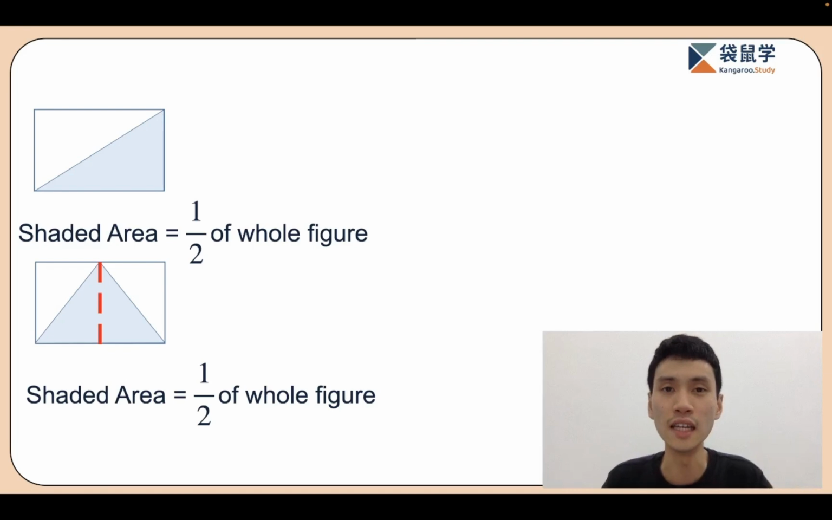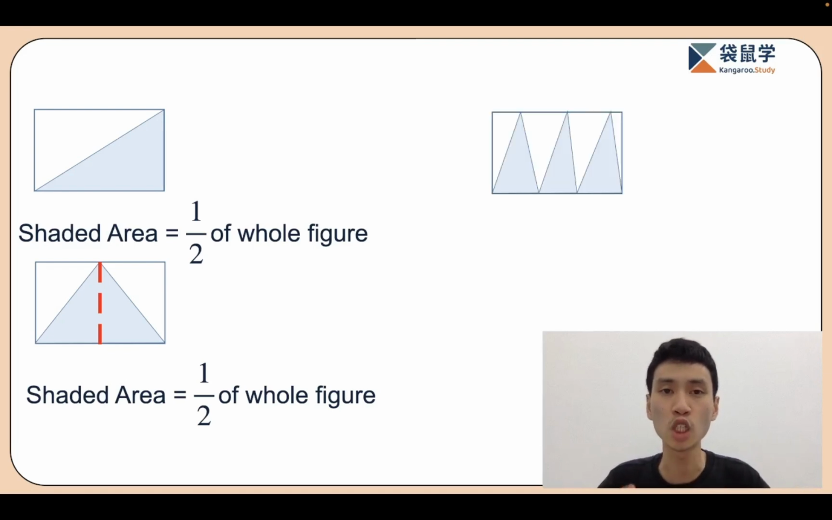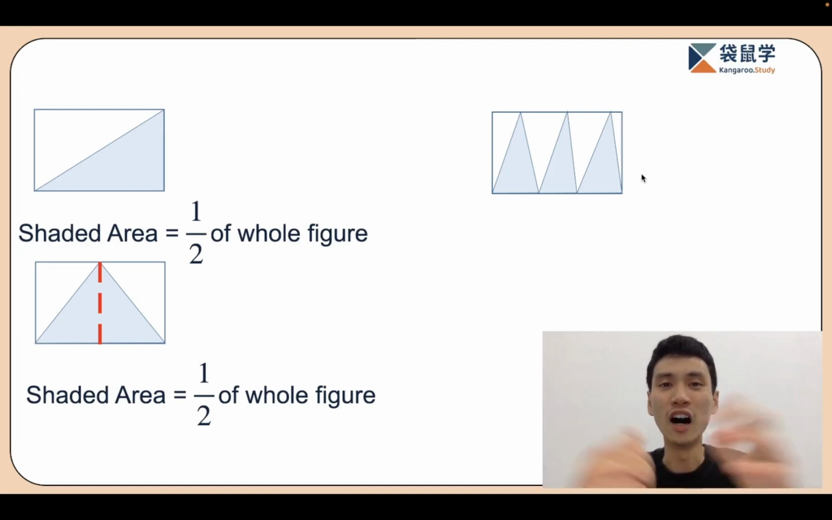Now, let's see this example. We have here not just one, but 3 triangles. Now, in this figure, what is the relationship between the shaded area, so the area of these 3 triangles, and the area of the whole figure? Also 1/2 of the whole figure. And how can we prove that?